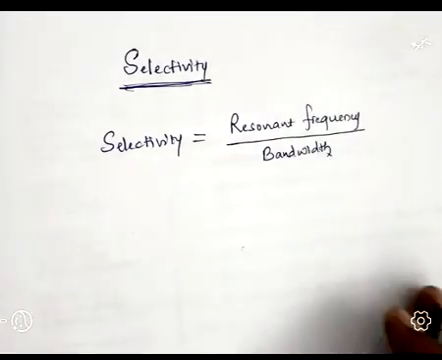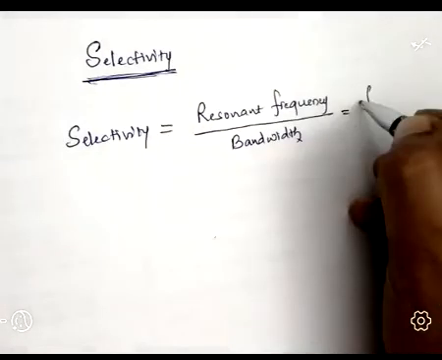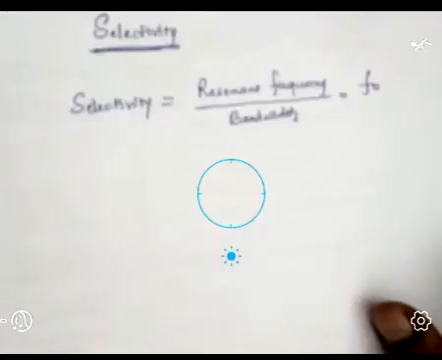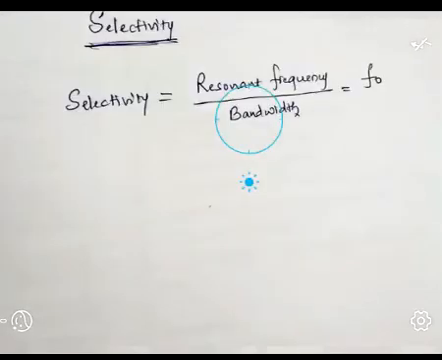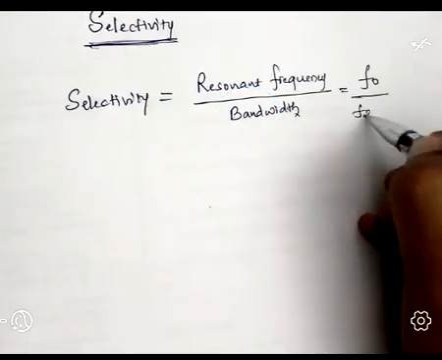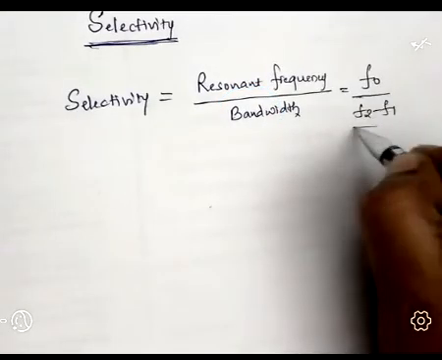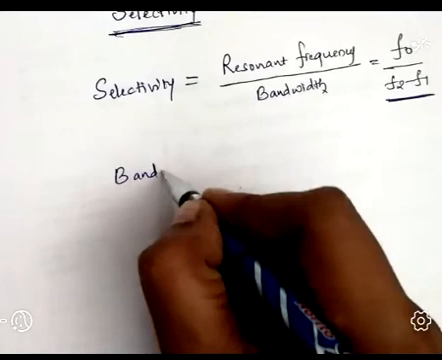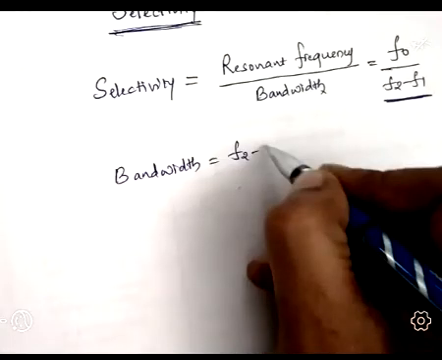So resonant frequency is indicated as F naught. Is it clear? And bandwidth we already calculated, that is indicated as F2 minus F1. We know bandwidth was already discussed. Bandwidth is equal to F2 minus F1, which we calculated as R divided by 2 pi into L.